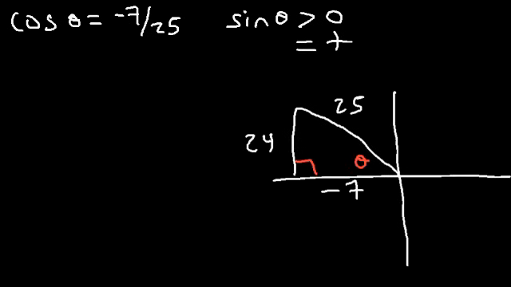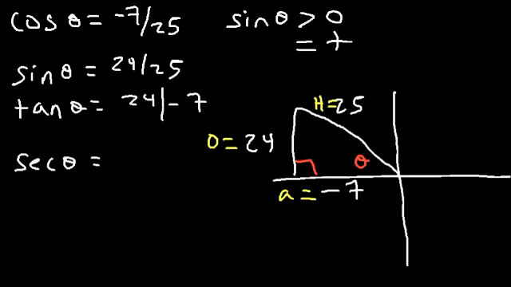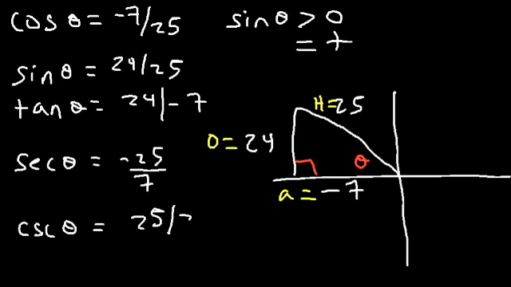So now let's figure out everything else. Sine theta, which is equal to the opposite side divided by the hypotenuse, is going to be 24 divided by 25. Tangent theta, which is equal to opposite divided by the adjacent side, is 24 divided by negative 7. Secant theta is the reciprocal of cosine, so that's negative 25 over 7. Cosecant has to be 25 over 24, and cotangent is the reciprocal of tangent, so that's negative 7 over 24.